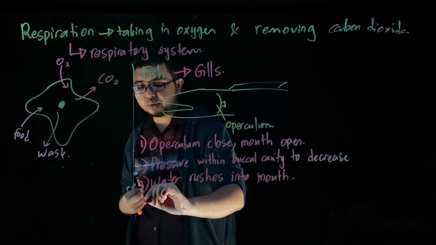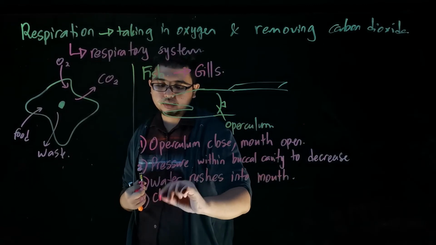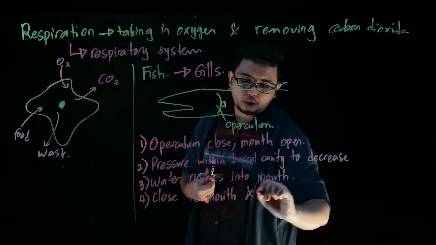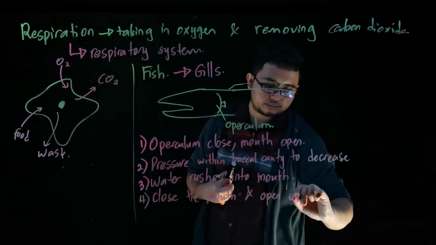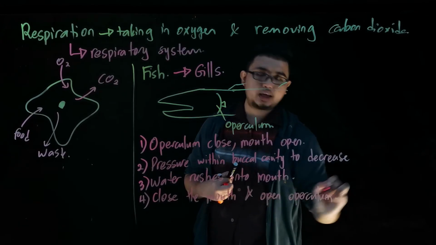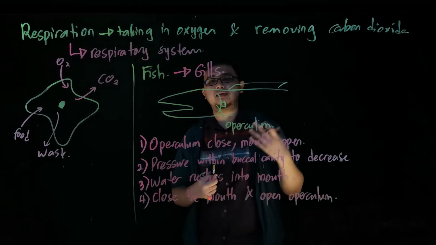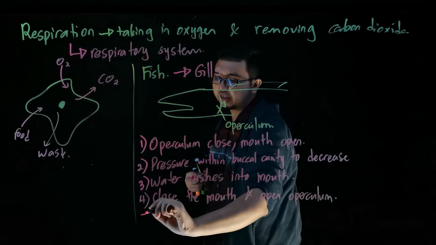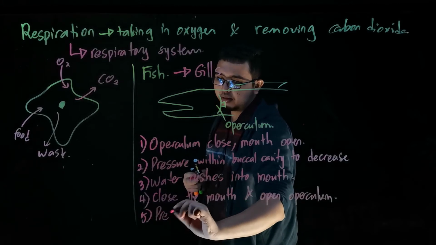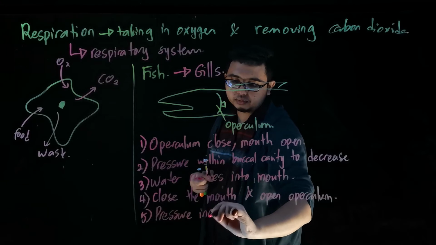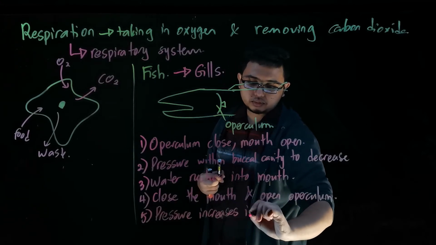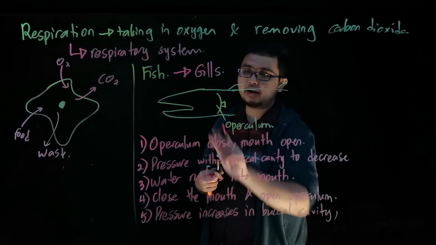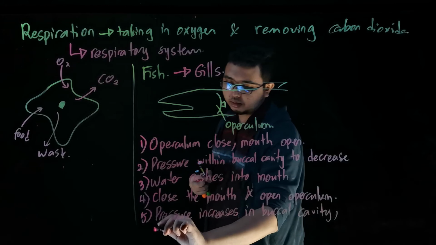Then the fish will close the mouth and open the operculum. Here, it creates a greater pressure within the mouth region. Inside the buccal cavity, the pressure increases. So the water rushes to the gills.